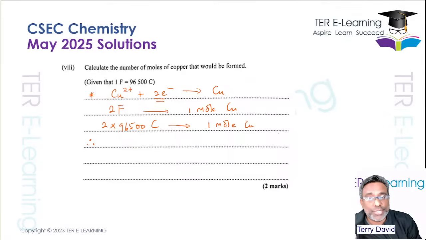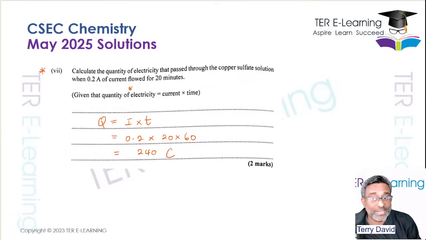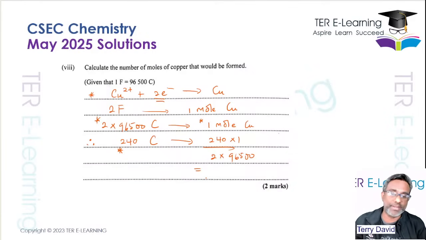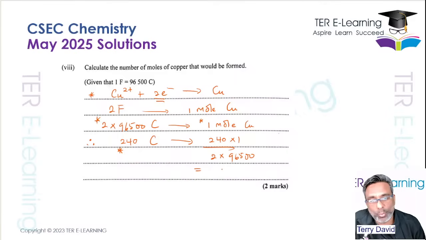Therefore, the charge that we just calculated was 240 for this 20 minutes. So this is going to be 240 coulombs will produce what? Those of you who attended my chemistry classes will know that we just take this number here, multiply by this number, and divide by all of this here. You cross multiply. So this is going to be 240 multiplied by 1 divided by 2 by 96,500. This is going to give us 240 divided by, open brackets, 2 by 96500. And we're getting a small amount of moles here.